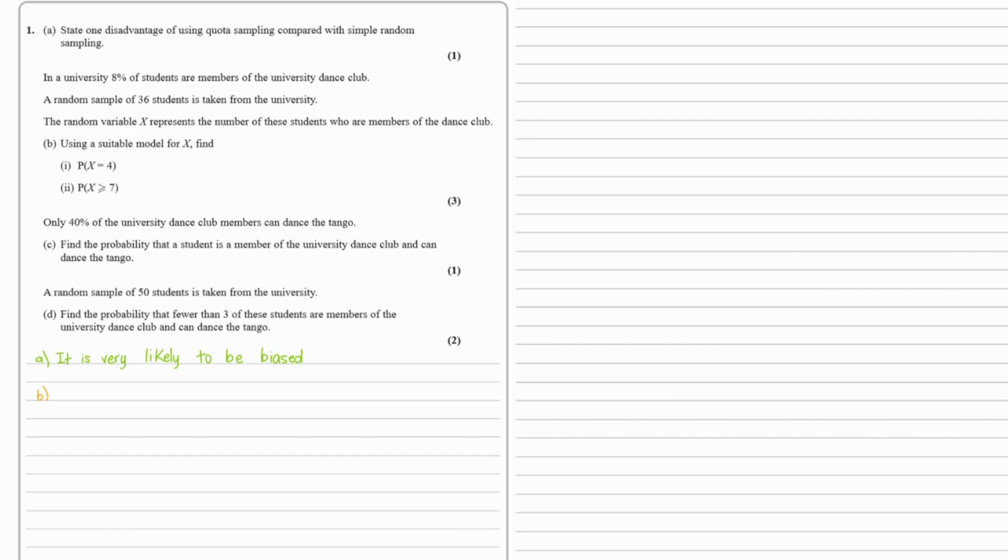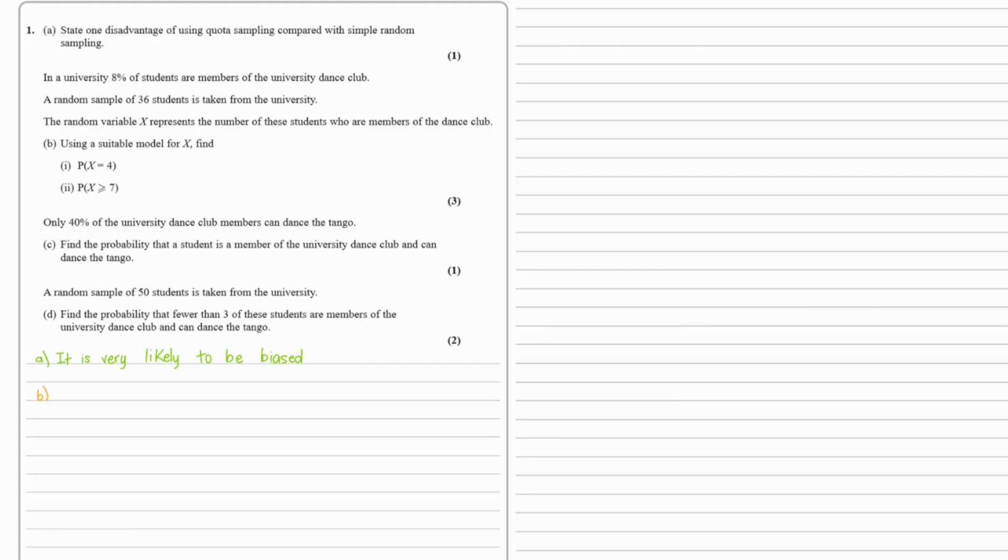The next part says, in a university, 8% of students are members of the university dance club. A random sample of 36 students is taken from the university. The random variable x represents the number of these students who are members of the dance club. Using a suitable model for x, find part 1, the probability that x is equal to 4.